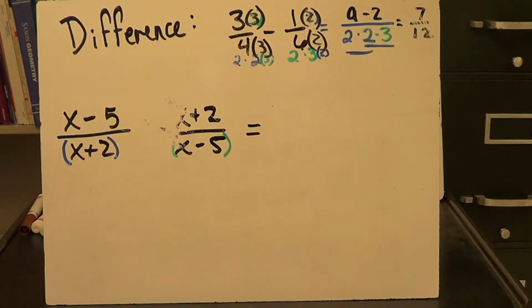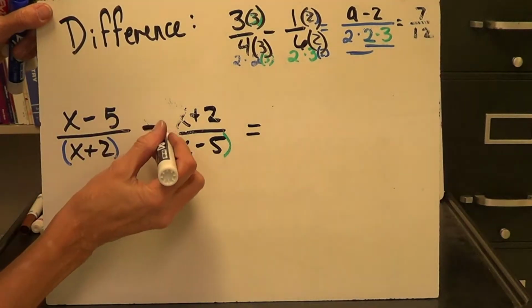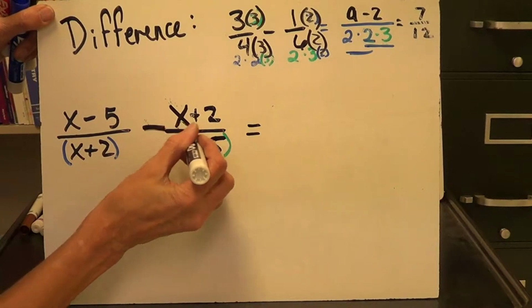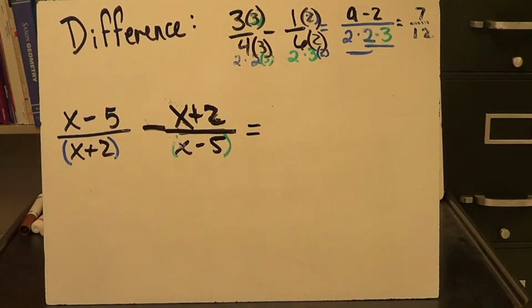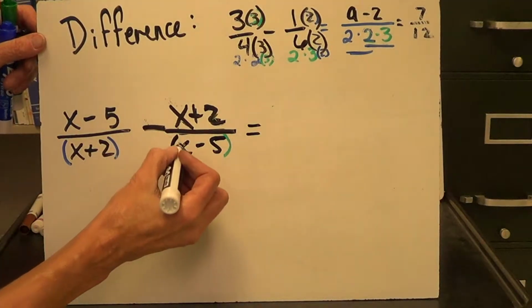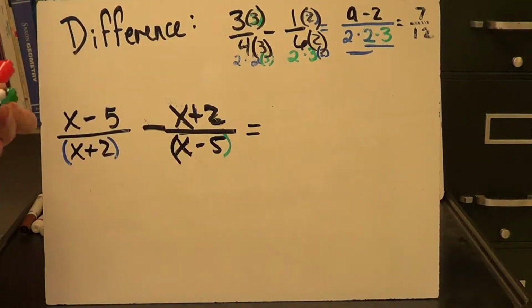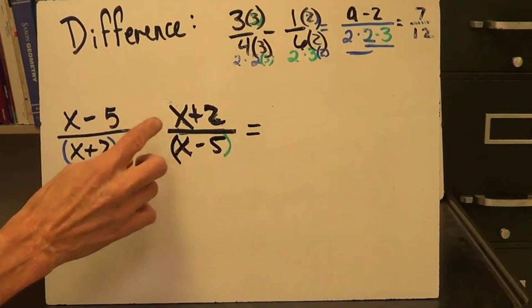So here's what I'm giving you with rational expressions. I have x minus 5 over x plus 2 and x plus 2 over x minus 5. Kind of a combination of confusing this if we get our top and our bottom too close.